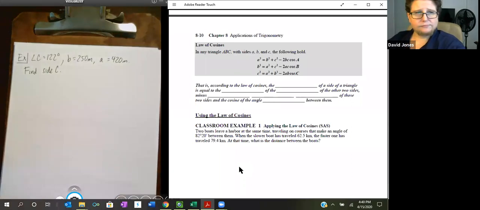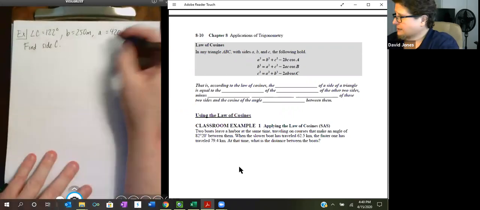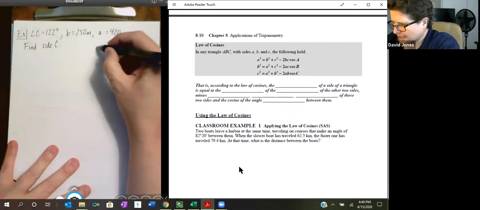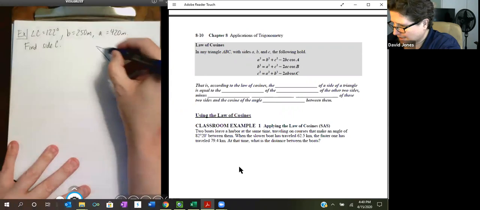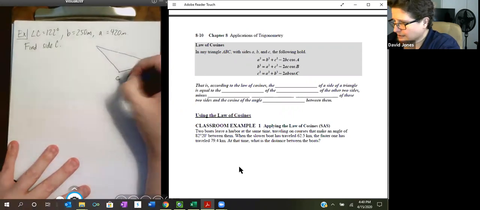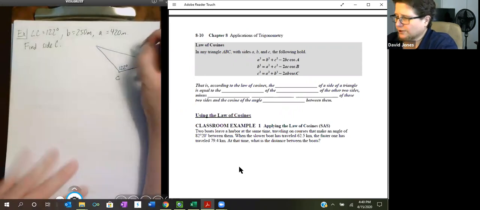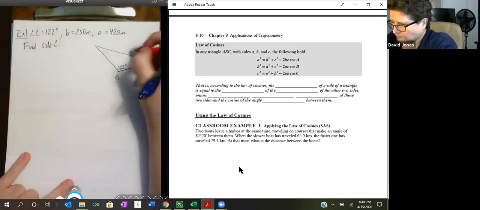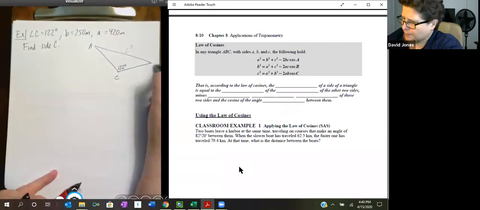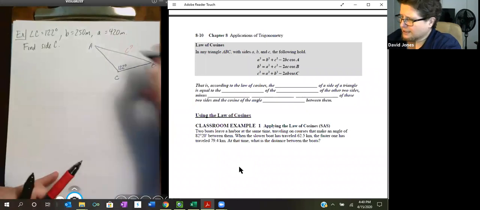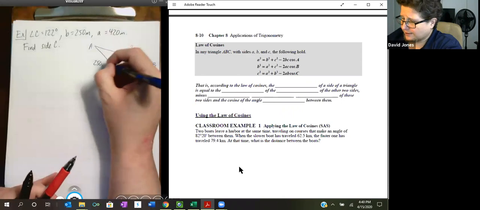Okay. Drawing a picture is always handy. Looks like angle C is obtuse. It's wide. It's bigger than 90 degrees. This is the side that we're looking for. If I call this A and B, then this is 420 meters. This is 250 meters.